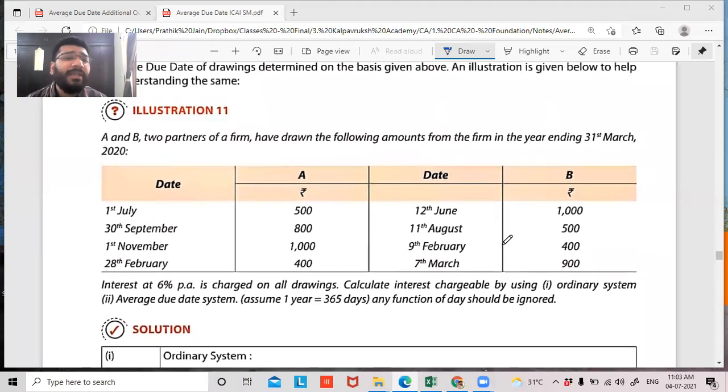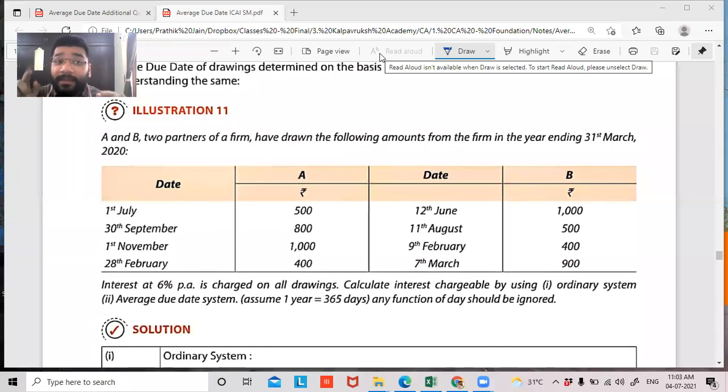Illustration 11 of your study material says that A and B are two partners of a firm, who have drawn the following amounts from the firm in the year ending 31st March 2020. So there are two partners, A separately, B separately. So don't think this is a bilateral transaction. For A, a separate tabular column. For B, a separate tabular column. For A, a separate base date. For B, a separate base date. This is not a bilateral transaction between A and B. It is a transaction between A and the firm, and B and the firm. So both are separate.